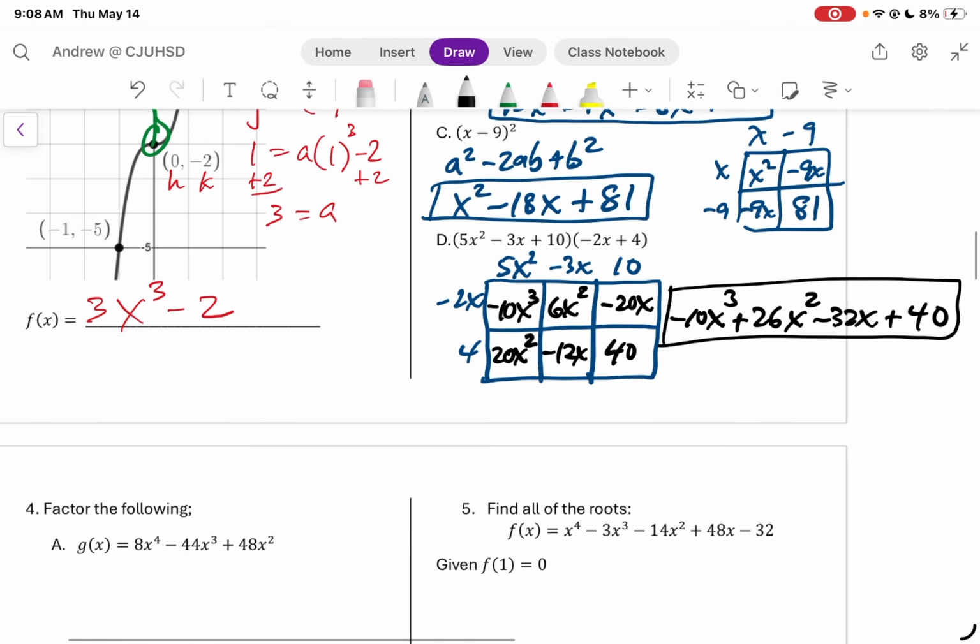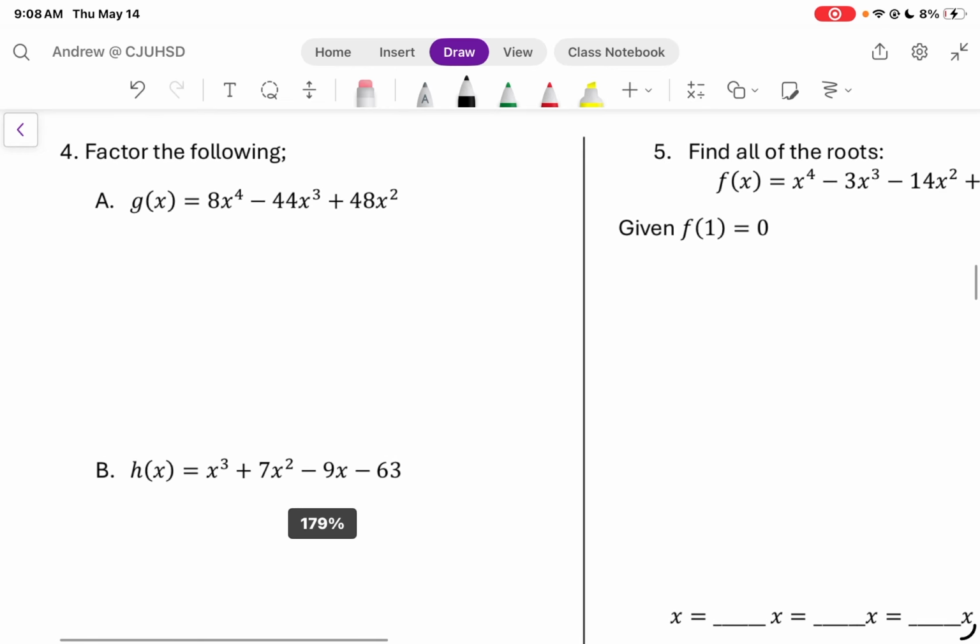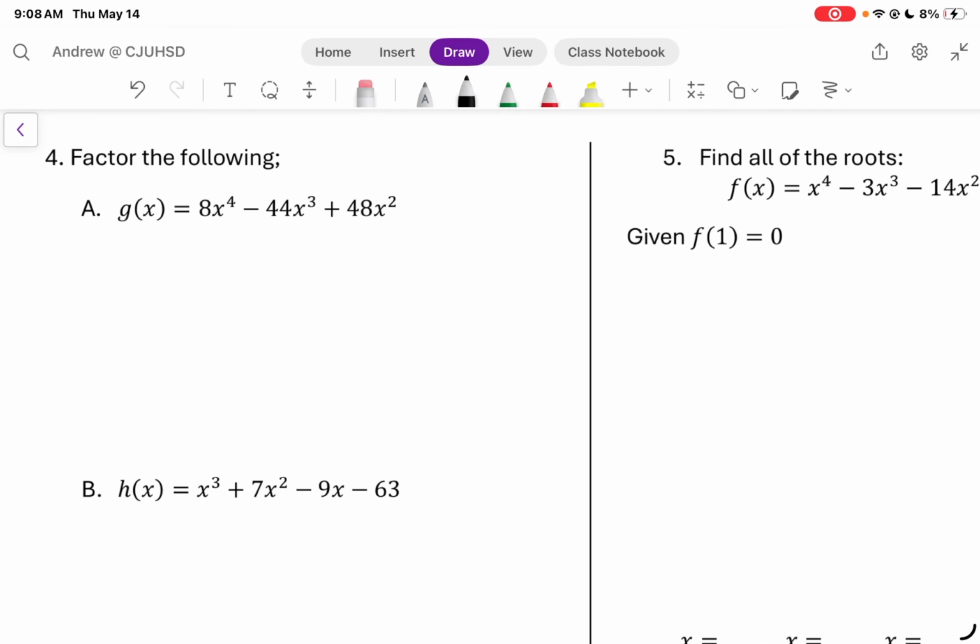So that's page 1. Page 2. Factor the following. Okay, first thing I see is there's some greatest common factor here. There's a number that will divide into 8, 44, and 48 evenly, and it's not 8, it's 4. So 4, and then also for x to the fourth, x to the third, and x squared goes into all of those. So now we just use division to figure out what's inside of here.